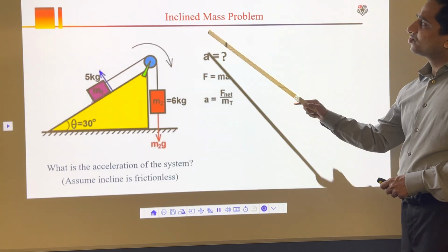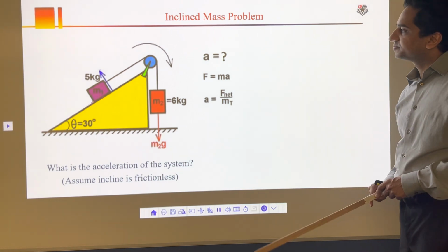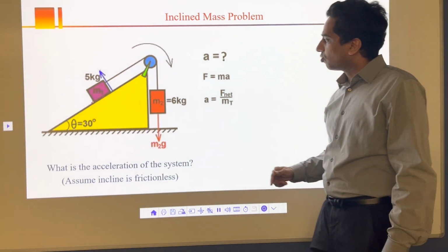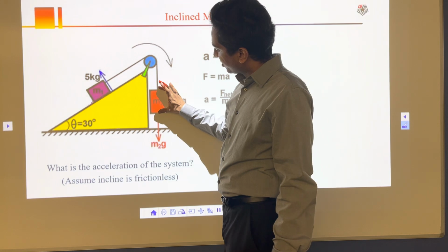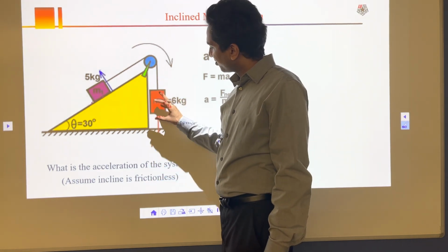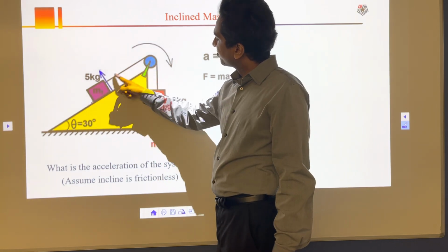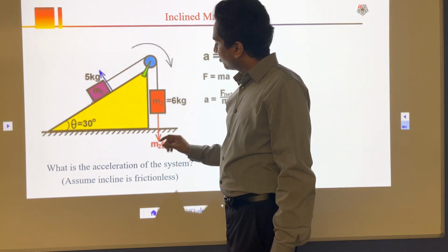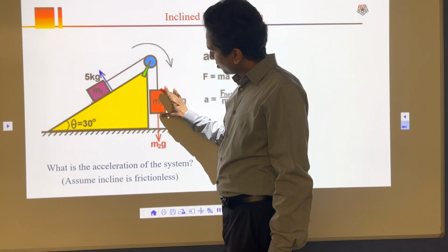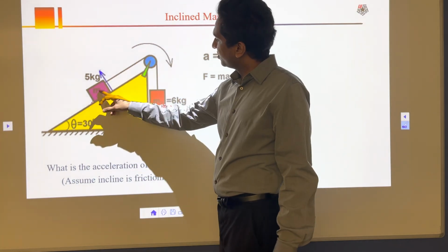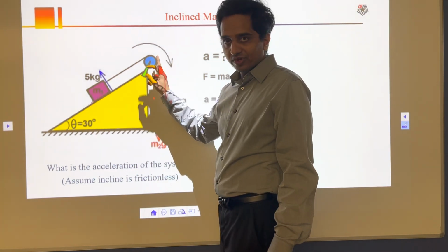Let's do another problem. This one is an inclined mass problem. Now in this problem, what we have is a mass here. This is a 6 kilogram mass. It's coming down, and then this one is 5 kilogram, and is pulling. There is one rope, one pulley system. So as this is higher, it's going to come down, and then it's going to pull this one. So it's going to move with the same acceleration.